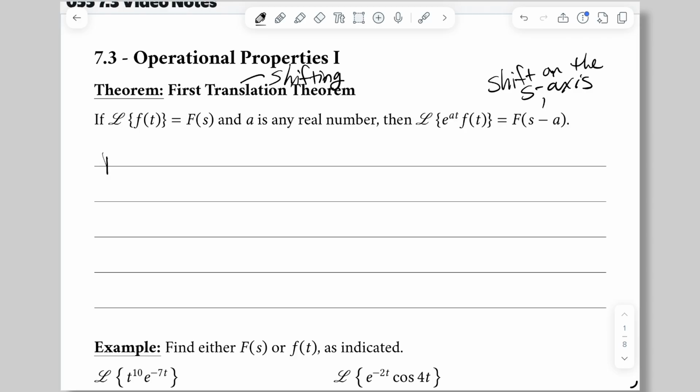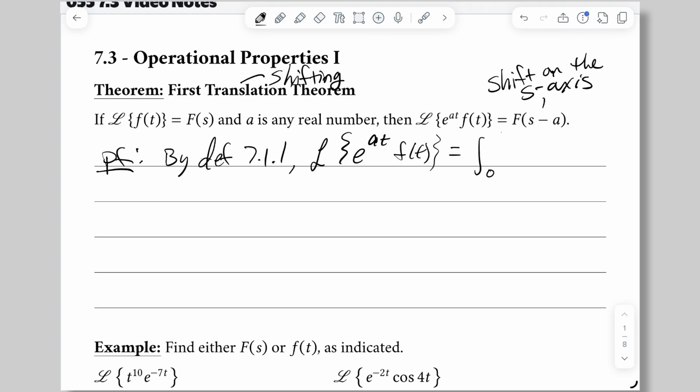side. To prove this, we're going to remind ourselves that by definition 7.1.1 from an earlier set of videos, the Laplace transform of e to the at times f of t is equal to the integral from 0 to infinity of e to the at, e to the negative st, times f of t dt, where e to the at and f of t are what we're transforming, and e to the negative st is baked into the definition.